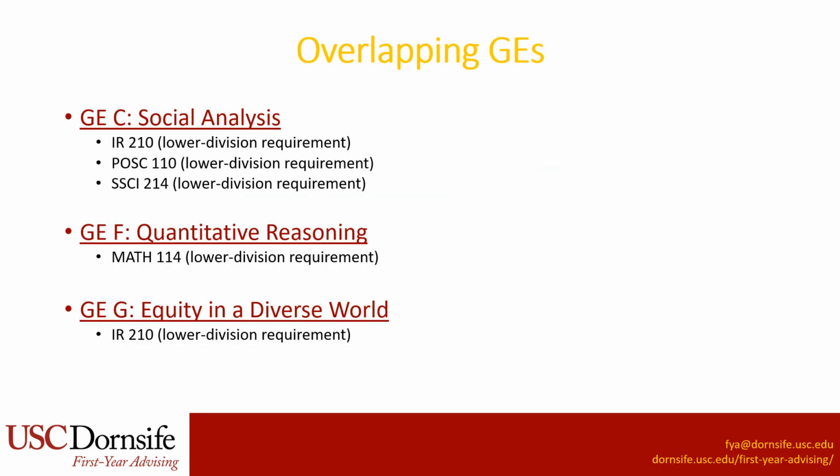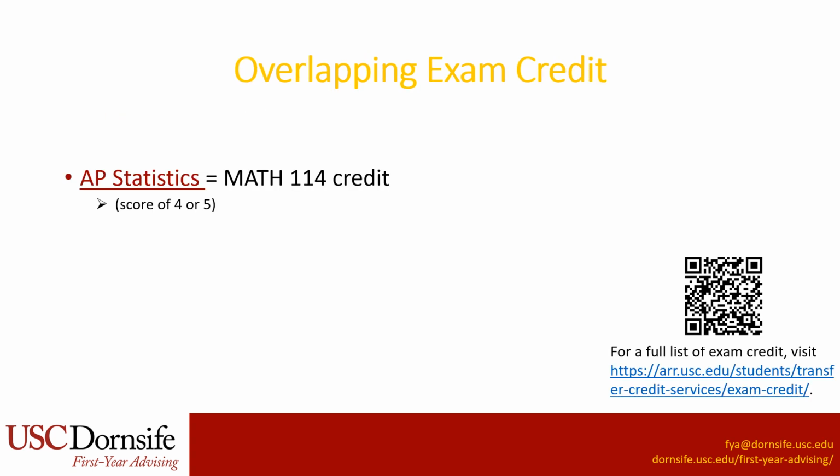So again, for overlapping GEs, you will receive GEC credit for the lower division classes that are listed here, as well as GEF credit for that Math 114. And the IR 210 class will grant you not only GEC credit, but also GEG credit as well. And if you are bringing in a score of 4 or 5 on AP Stat, that will also satisfy the Math 114 class.